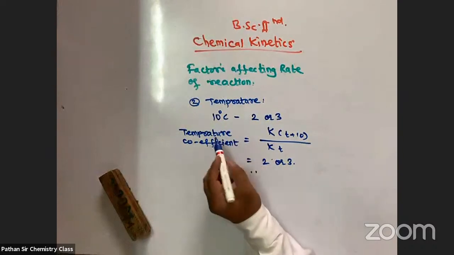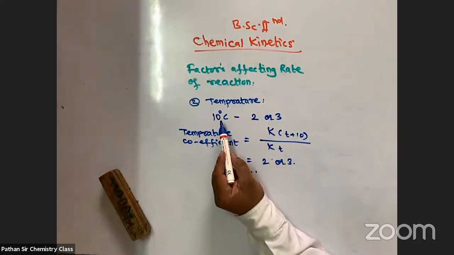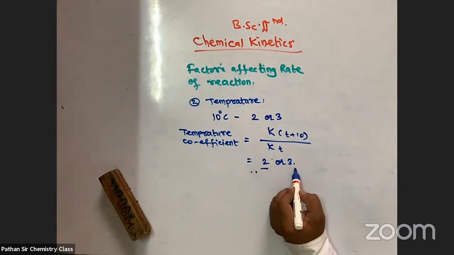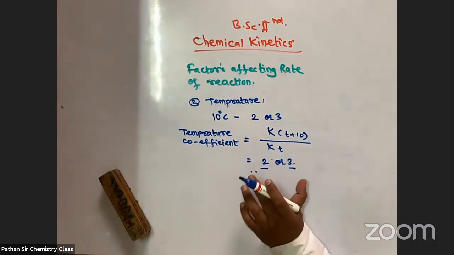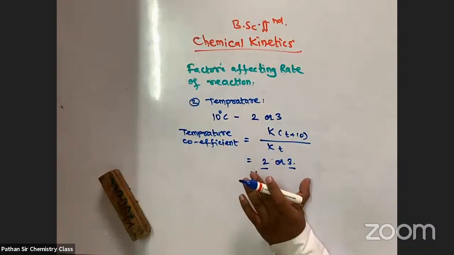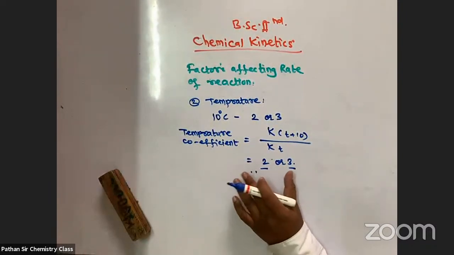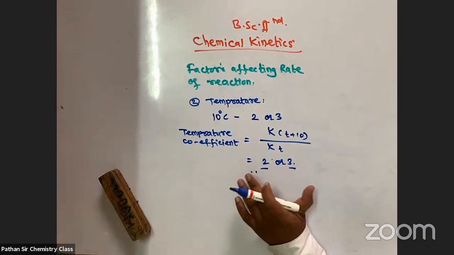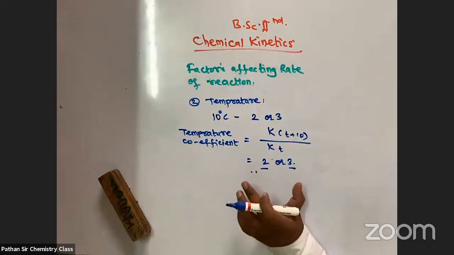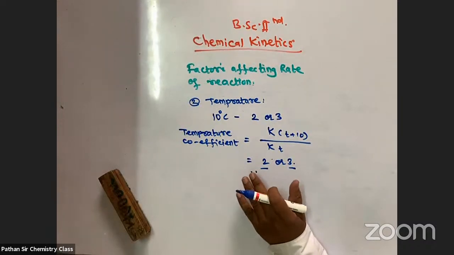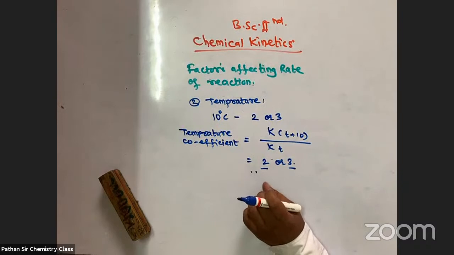So in general, if the temperature of the reaction increases by 10 degrees centigrade, the rate of reaction doubles or triples. In brief, temperature increases, rate of reaction increases, because average kinetic energy of the molecules also increases, or the minimum energy required to do the reaction, the threshold energy, increases, thus rate of reaction increases.